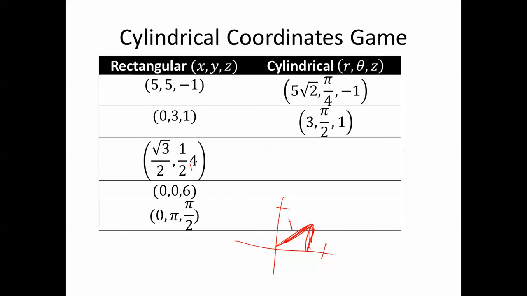So that distance is 1 by the Pythagorean theorem. And this angle theta, okay, this is a 30, 60, 90 triangle, and that angle theta is going to be 30 degrees, pi over 6. So it looks like it's (1, pi over 6, 4).